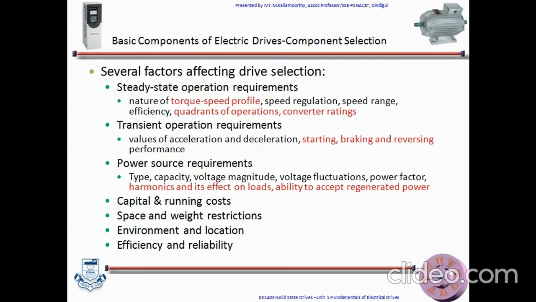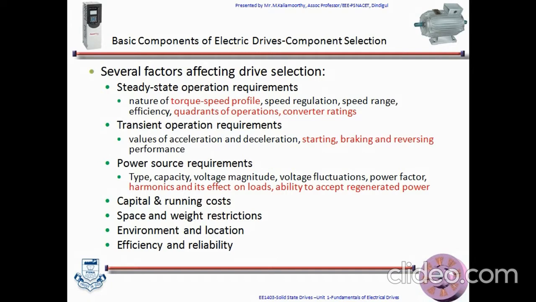Then power source requirements. What is the type of source available, whether an AC source is available or a DC source is available at the load side. If an AC source is available and I have a DC motor to be controlled, then I require an AC to DC converter. If I have a DC source available and I have an AC induction motor to control, then I require a DC to AC converter.